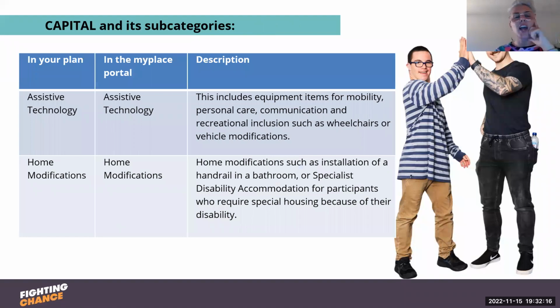And then we've got the last category, which is your capital. And this is a small one. It's not in a lot of plans. It's in people's plans who need the assistive technology. But essentially it's for assistive technology, not the low cost, it's the mid and high cost. And it also includes the major repairs and maintenance on any equipment. And then it also includes your vehicle modifications. That funding will also be in here.